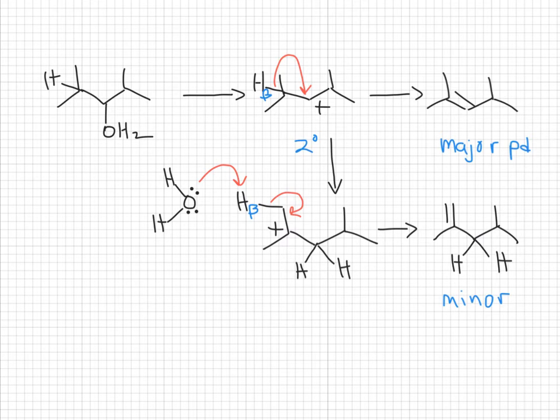Because these are equilibrium steps, the product distribution is governed by product thermodynamics, and the major product is the trisubstituted alkene, despite the fact that the tertiary carbocation is more stable than the secondary carbocation. Again, the ultimate product distribution is governed by thermodynamics, and the trisubstituted alkene is more stable than the disubstituted alkene.